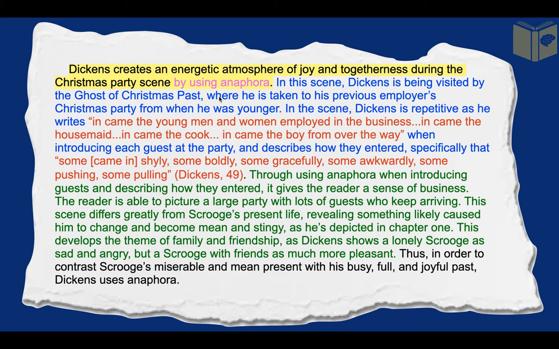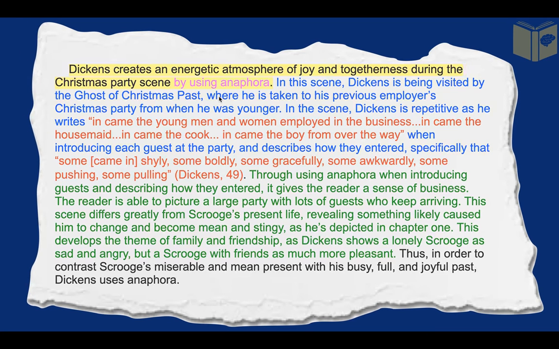That's level 1. This scene differs greatly from Scrooge's present life, revealing something likely caused him to change and become mean and stingy, as he's depicted in chapter 1. That's level 2. This develops the theme of family and friendship, as Dickens shows a lonely Scrooge as sad and angry, but a Scrooge with friends as much more pleasant. Thus, in order to contrast Scrooge's miserable and mean present with his busy, full and joyful past, Dickens uses anaphora. This is the final sentence, the relate sentence.